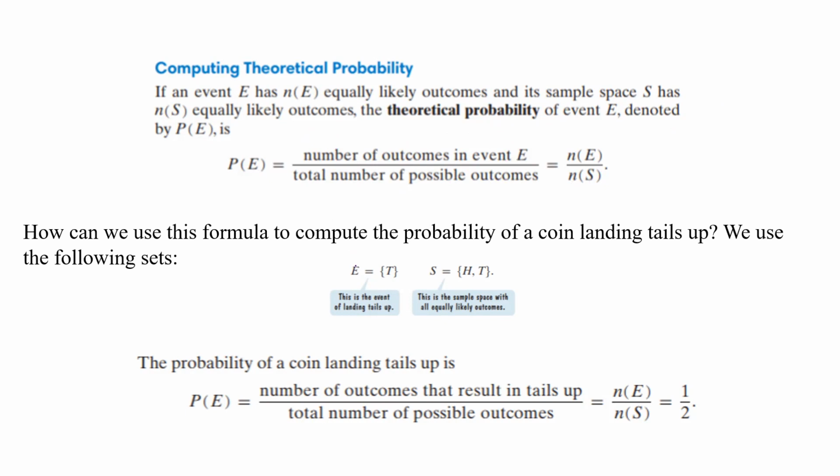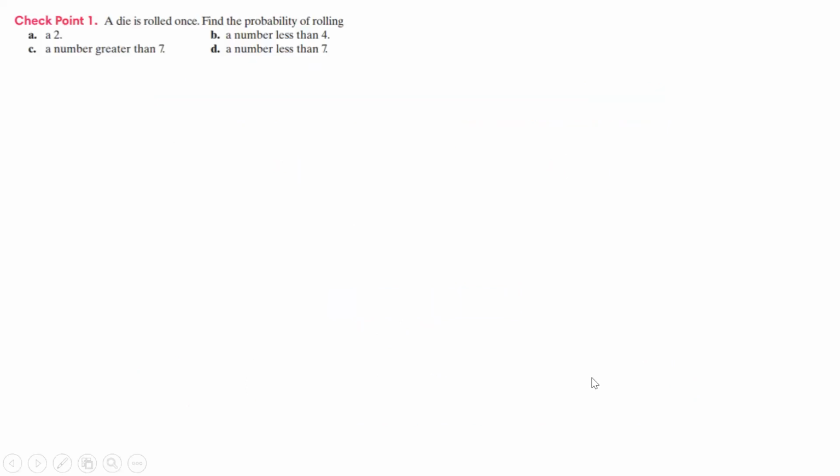Again, E is tails, so the number in E is 1. N of S is 2, since there are 2 outcomes in the sample space. So the probability of a coin landing tails up is the number in E, 1, divided by the number in S, 2. That's our 1/2. If we had the event heads, it's going to be 1 over 2 as well. If we add those two together, we get the total of 1, like we mentioned before.